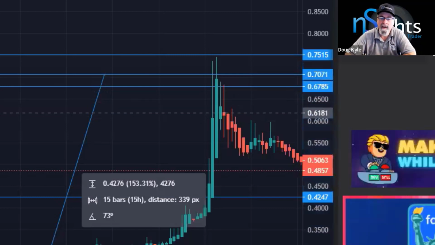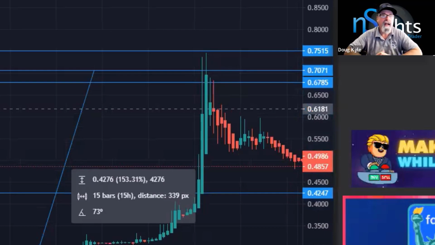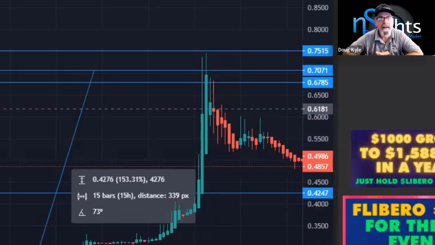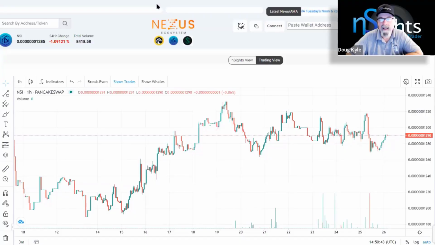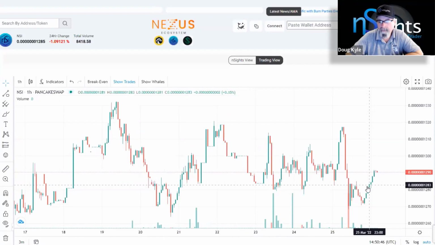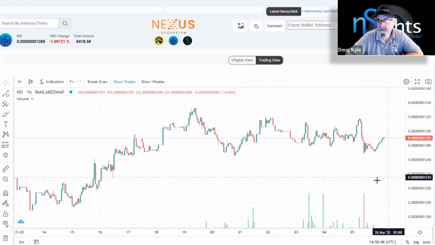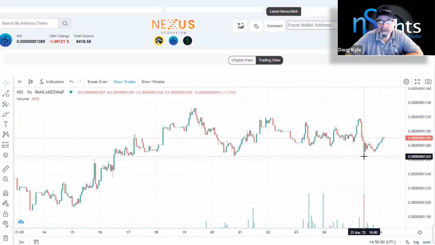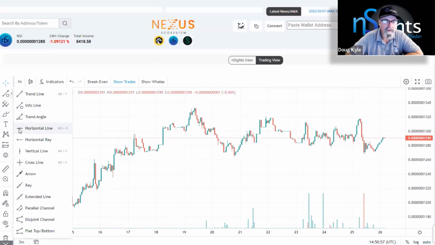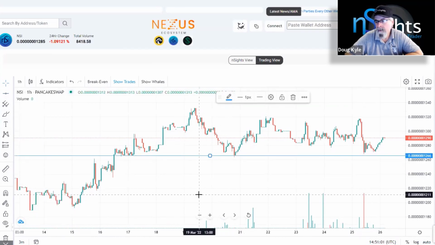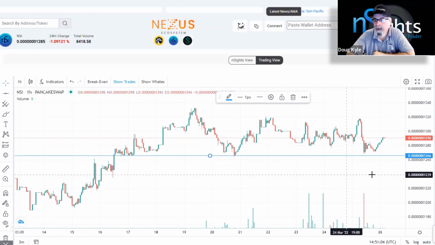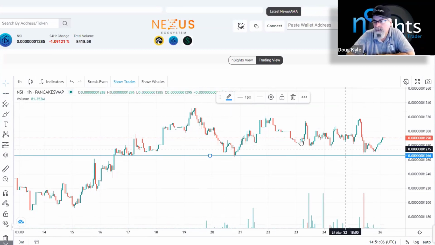Liquidity is thin. All right, so that is what it is. Let's see how we do this. Let's go to nSights, and I'm going to look at this barrier here. I'm going to say, if I wanted to trade this barrier, it's at 1266.